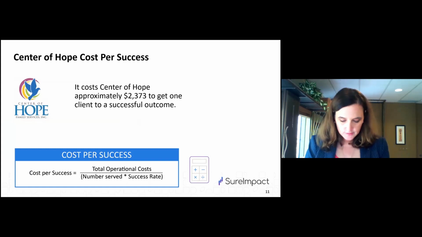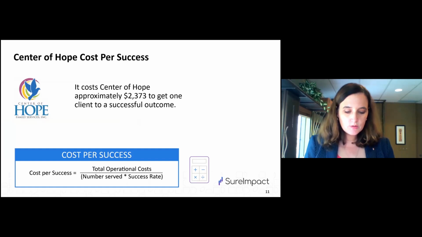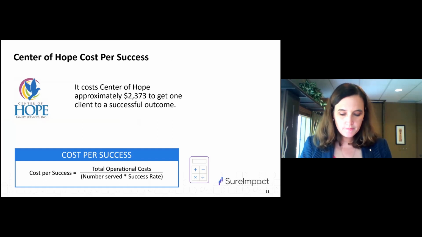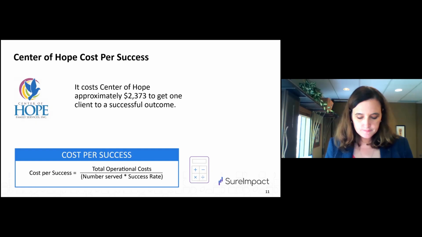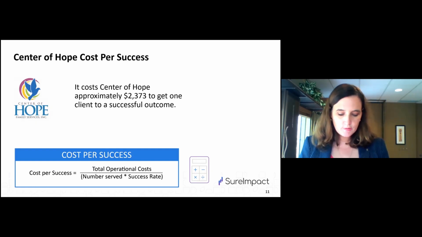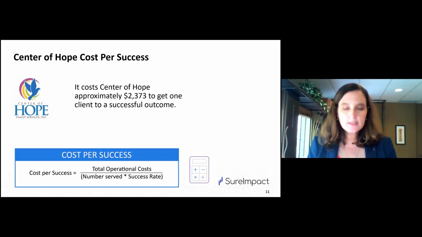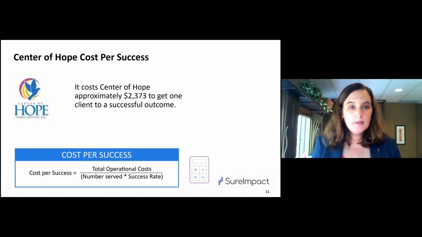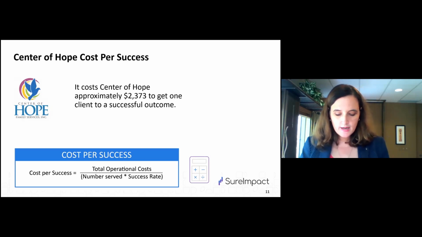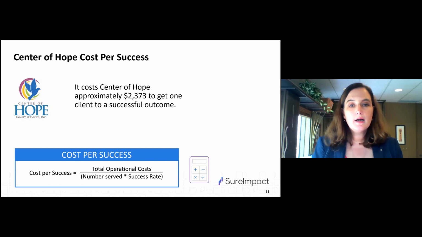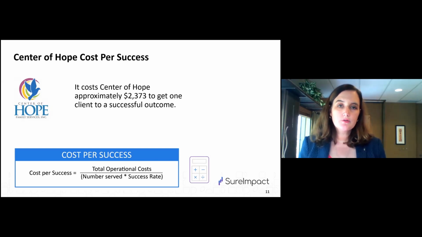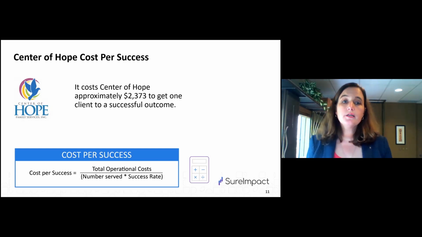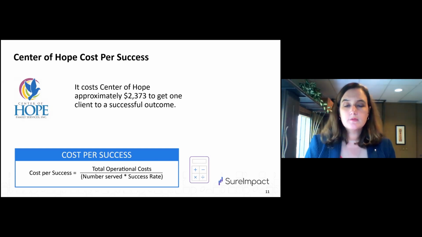So here is the Center of Hope's example. Their program costs were a little over $1 million for the year. They had a 63% success rate. They served a total of 697 individuals, so 63% of that were successful. So that's where they got their cost per success: $2,373 to get one client to a successful outcome.